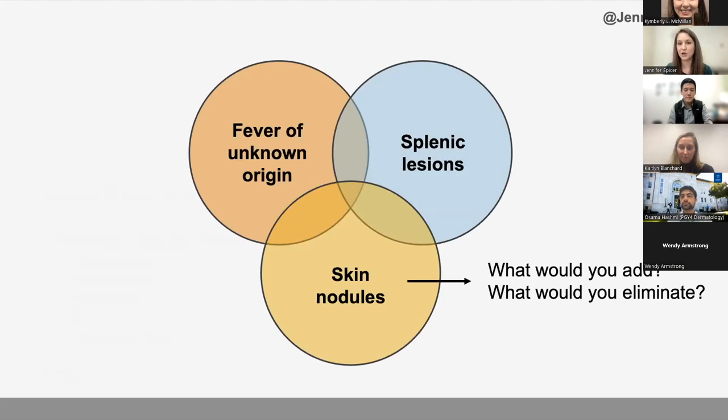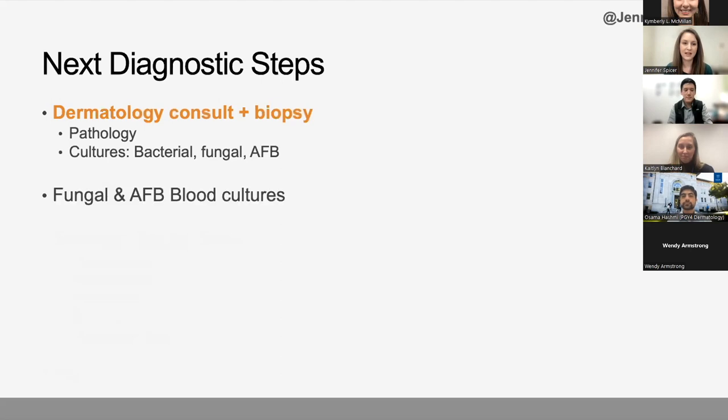And you know, let's take it from there to think about what we need to do. I would also, in this case, recommend sending fungal and AFB blood cultures. The fungal blood cultures would not only help with histoplasmosis, which is an intracellular organism, but also some of these other organisms that are intracellular, like Brucella, that need longer incubation times.